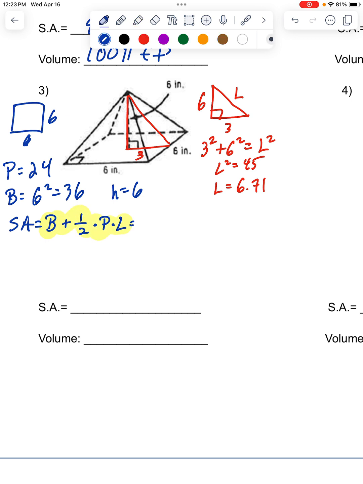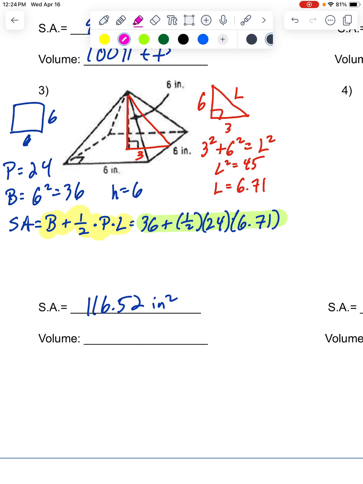So area of the base is 36 plus 1/2 times perimeter of the base, 24, times the slant height of 6.71. For the test, you need to show us your setup. Okay, you need to show us your setup. You can't just write down an answer. I got 116.52 inches squared. All right, you need to show us some setup. This work that I have here, where I find the perimeter and the area of the base and the height and identify all that stuff, that's a good thing to do every single time you do one of these problems, okay?